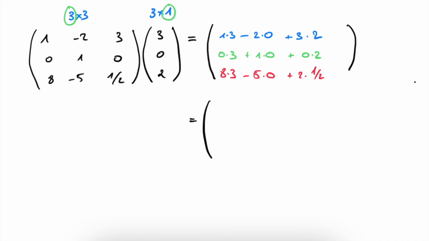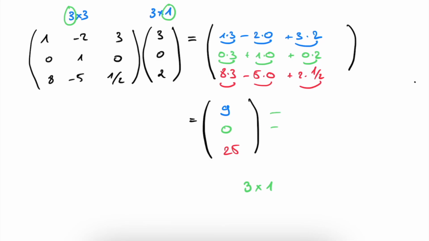And our result will be the following. So we get 3 minus 0 plus 6. So we get 9. Here we get 0 plus 0 plus 0, which is 0. And our final element is 8 times 3 is 24, minus 0 plus 1 is 25. And we have our final result, which is indeed a 3 times 1 matrix. We have 3 rows and only 1 column.